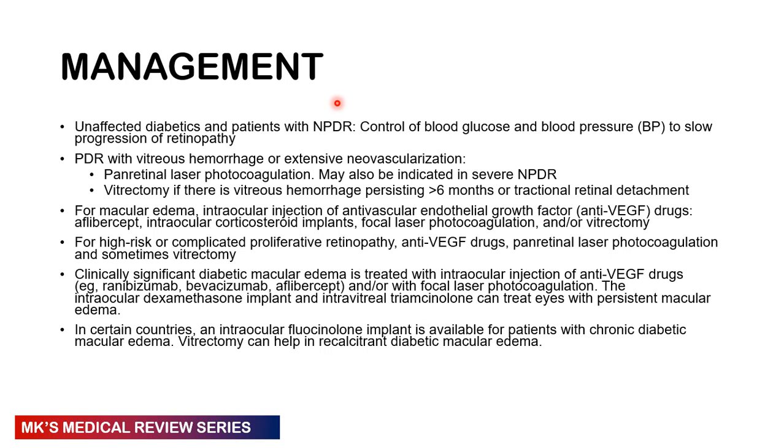So for management, the unaffected diabetics and patients with non-proliferative diabetic retinopathy, we should control the blood glucose, we should control the blood pressure to slow the progression of the retinopathy. For those that have proliferative diabetic retinopathy with vitreous hemorrhage or even extensive neovascularization, pan-retinal laser photocoagulation can be done. I'll show you a picture of what it looks like. This may also be indicated in patients with severe non-proliferative diabetic retinopathy. Vitrectomies can also be done in those patients with vitreous hemorrhage persisting more than 6 months or tractional retinal detachment.